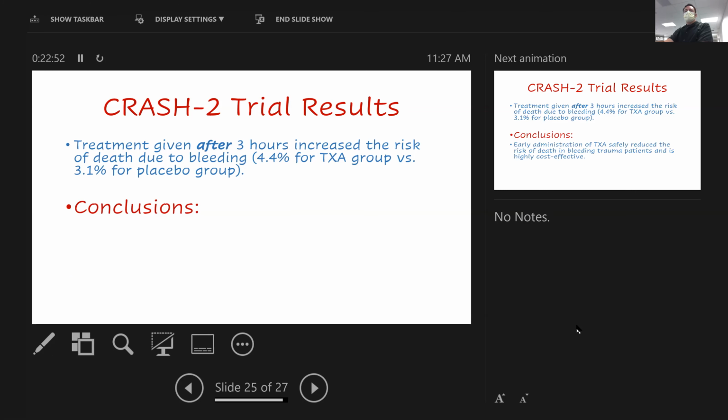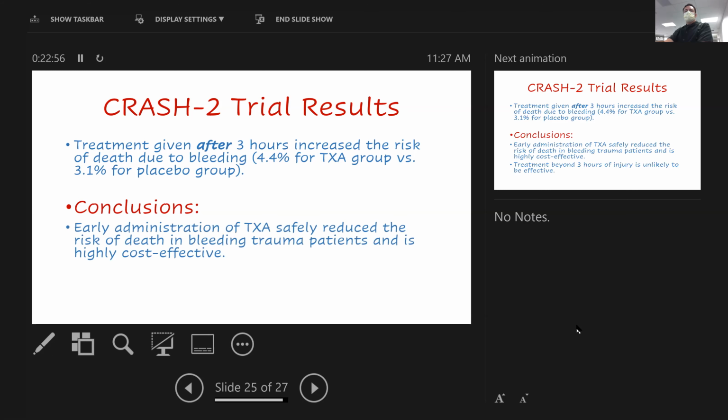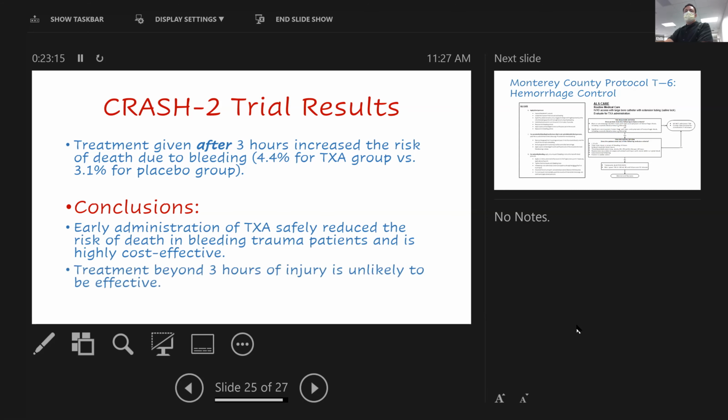And the conclusions that were drawn from the CRASH-2 trial were that early administration of TXA safely reduces the risk of death in bleeding trauma patients and is also highly cost-effective. This is not an expensive medication. So something we can do to decrease the risk of death by several percentage points in these super sick patients. And the second conclusion was that treatment beyond 3 hours of injury is unlikely to be effective and may potentially be deleterious.